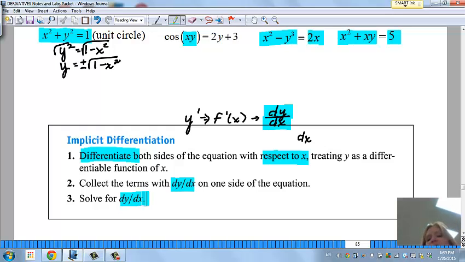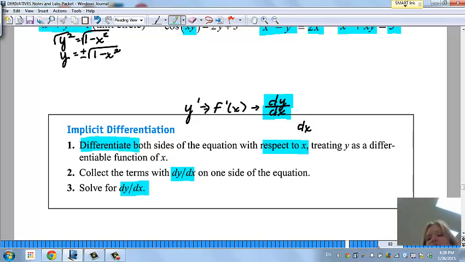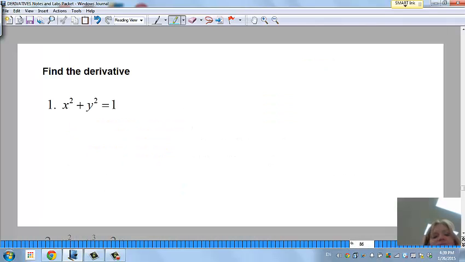Now I'm going to go through here. There's a method to my madness, so do it the way I show you, because later on when we do related rates we will be using this method. First of all, we're going to find the derivative here. This is the power rule and this is a power rule. The only difference is you're going to tell me with respect to what variable you're taking the derivative.